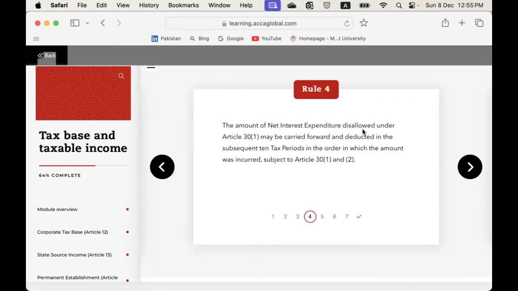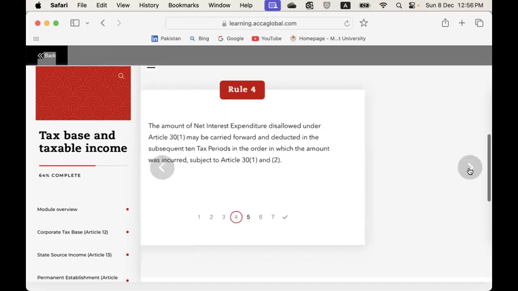The amount of net interest expenditure disallowed under Article 30 may be carried forward and deducted in the subsequent 10 tax periods. When we say tax period, the predominant meaning is financial year, in the order in which the amount was incurred, subject to Articles 31 and 32, Article 30 clause 2. Up to 10 years, you can carry forward the unexhausted net interest expenditure.